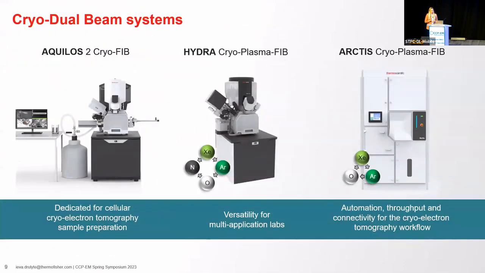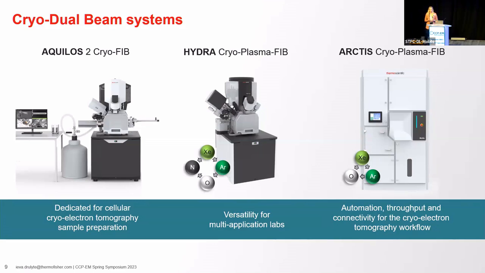Okay, so let's change gears and talk about cellular tomography. The cells are much thicker, and we need to make them somehow thinner so we can image them on a TEM. These 3 instruments are the 3 that are available from Thermo Fisher. We have the Aquilos 2 on the left.